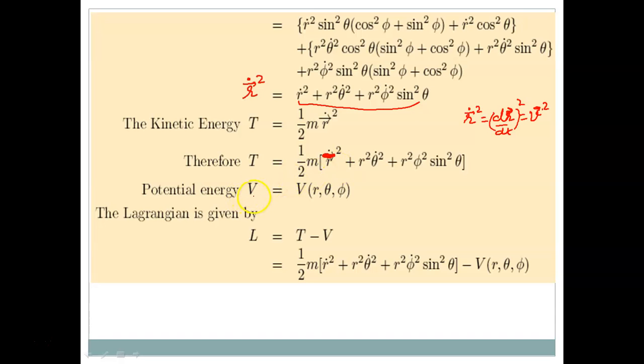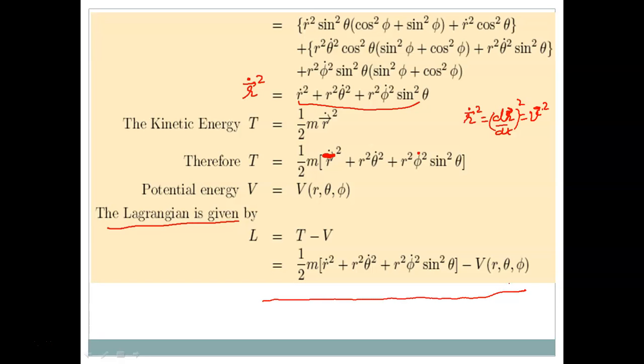And the potential energy, obviously it depends on the coordinates only, r, theta and phi. So we'll write this expression as such. So the Lagrangian of a spherical coordinate system is given by L equal to T minus V. So T is this quantity, half m times r dot square plus r square theta dot square plus r square phi dot square sine square theta. So that way, this is the Lagrangian for a spherical coordinate system.